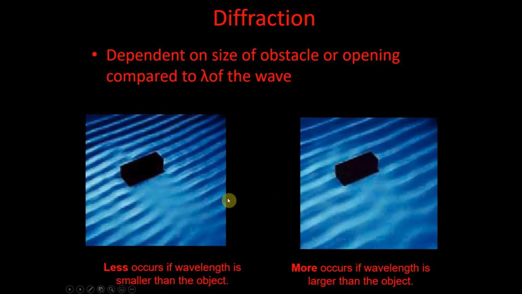The effect of diffraction is far more pronounced if we look at a wavelength which is much larger than the object than if we look at a wavelength that's much smaller than the object. So in this case, it's less. It occurs less if the wavelength is smaller than the object, and occurs more if the wavelength is larger than the object.